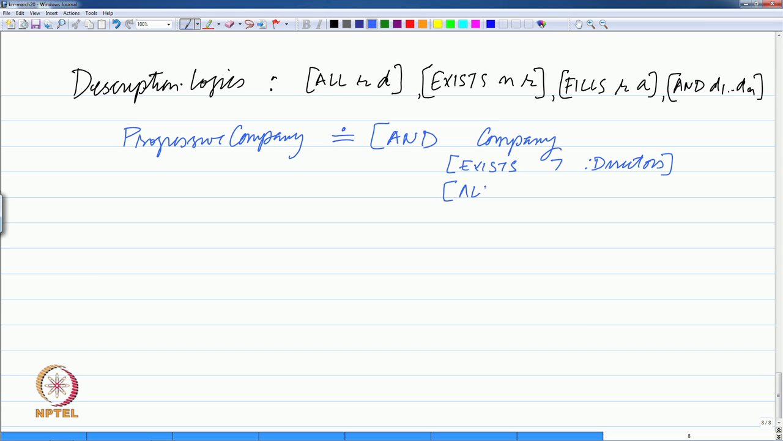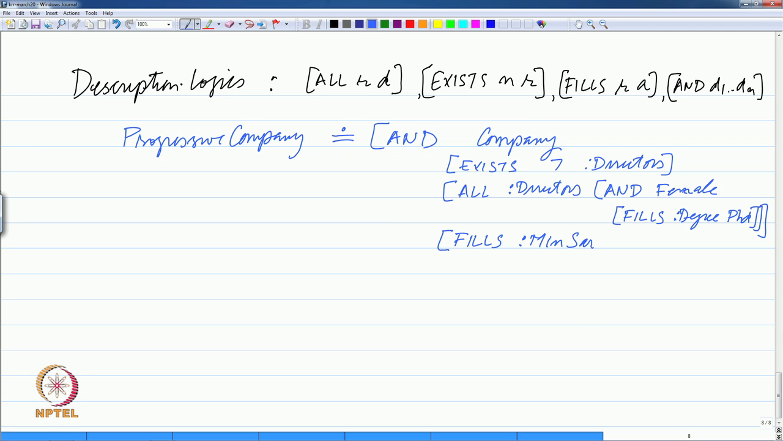And then we can say that all its directors are female, which is a class, and who have a degree, which is a relation, PhD, which is an individual. And whose min salary that they offer is, let us say, in some denomination, 100,000.